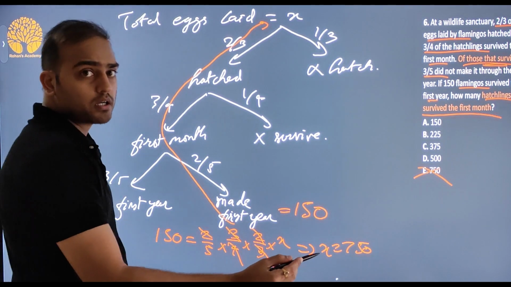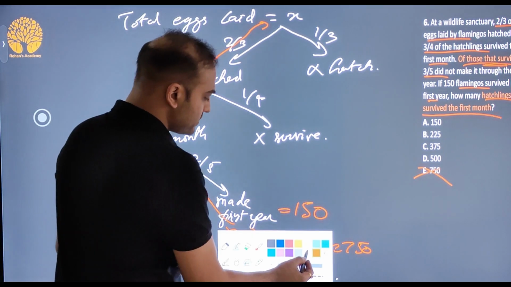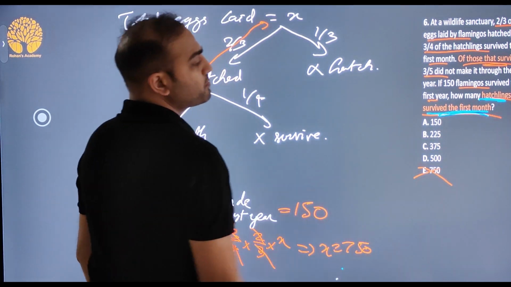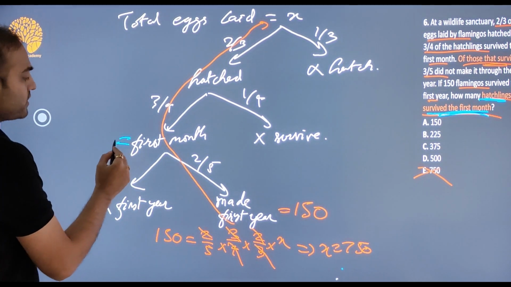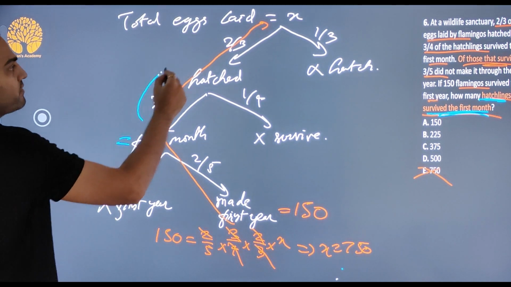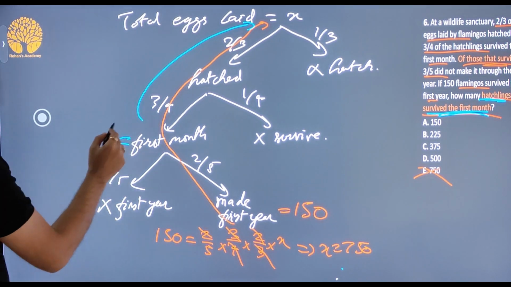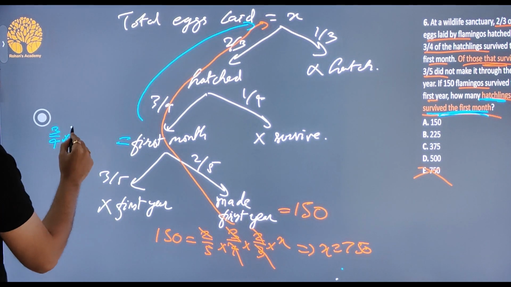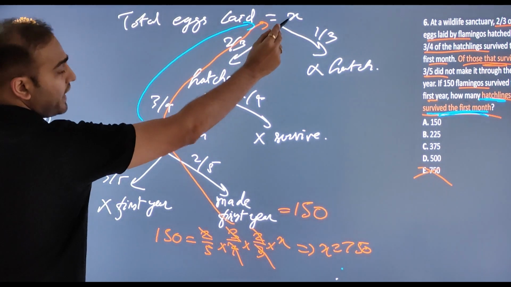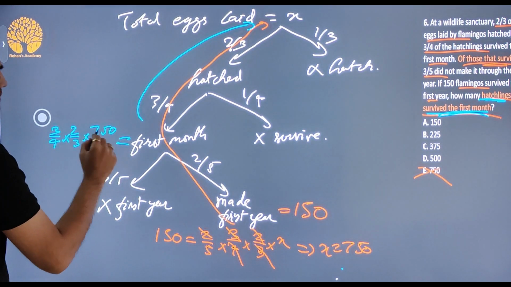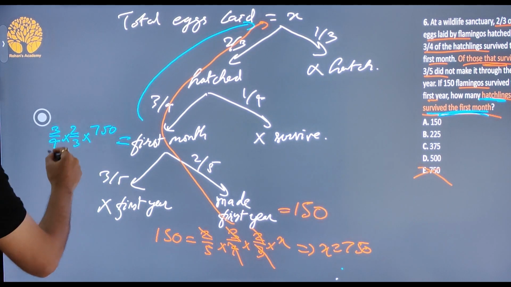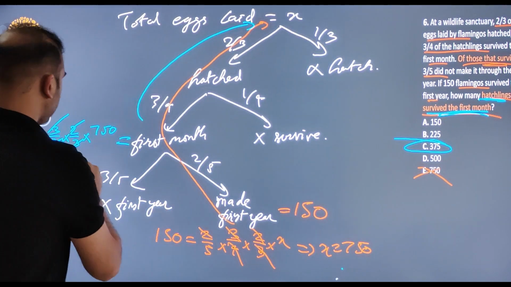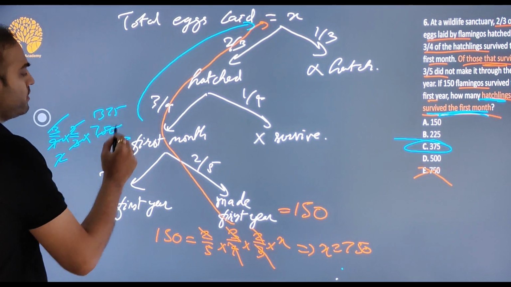Again, don't mark, read the question. What is it that they want? How many hatchlings survived the first month? First month means I want this. How do I get this? I go from here to there. So that is 3/4 of 2/3 of X, total eggs, which are 750. 3 and 3 cancel, 2 and 4 cancel, 375.